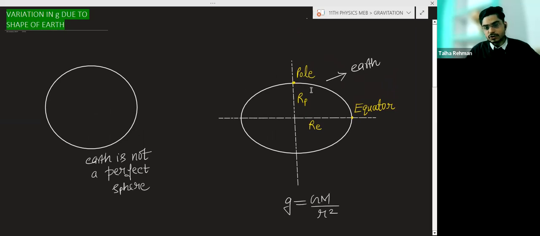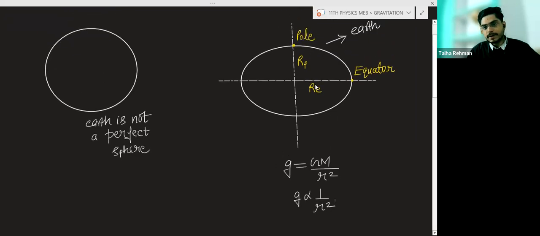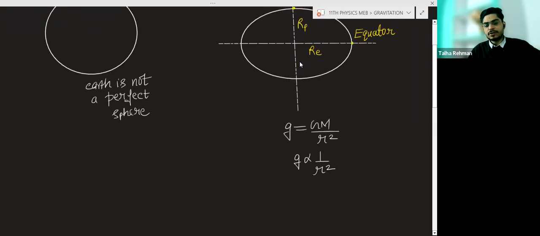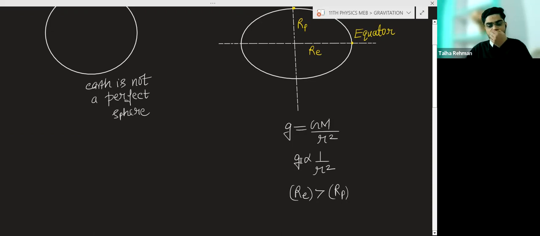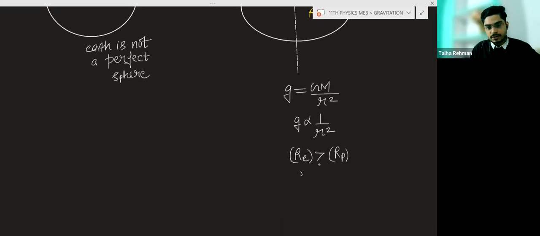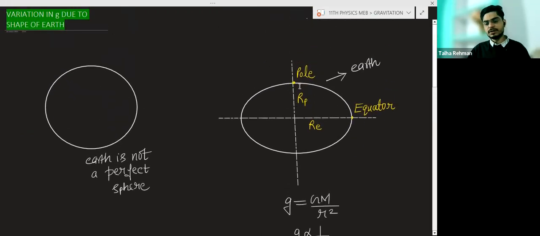This is earth. The mass of the earth will remain constant and g is also constant. So this g will be inversely proportional to r square. Now you can see here the radius of the equator is greater than the radius of the pole, and g is inversely proportional to radius. So you can say the value of g at the equator will be less than the value of g at the pole. Means g at the pole will be greater than g at the equator.